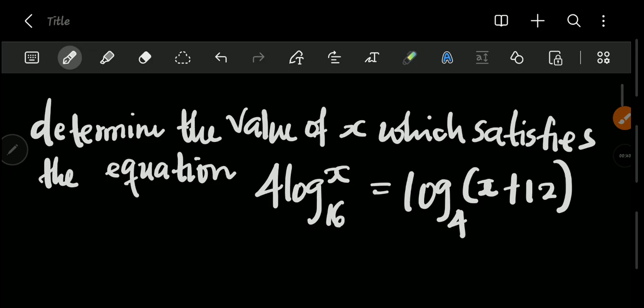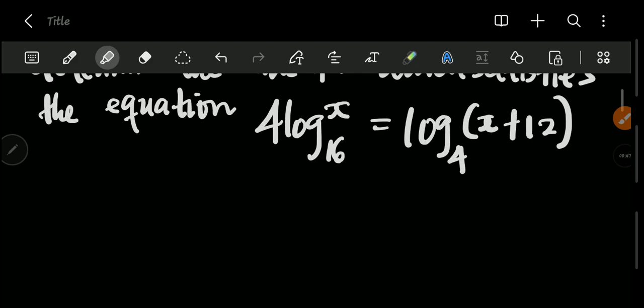Now, the first thing I notice in this question is that the bases are different. I'm having 16 here and I'm having base 4 here, right? So what I want to do is to make the bases the same. Between 16 and 4, the smallest base here is 4, so I can express 16 as a base of 4. And I can decide to make both of them a base of 2. So I want to first work on the bases.